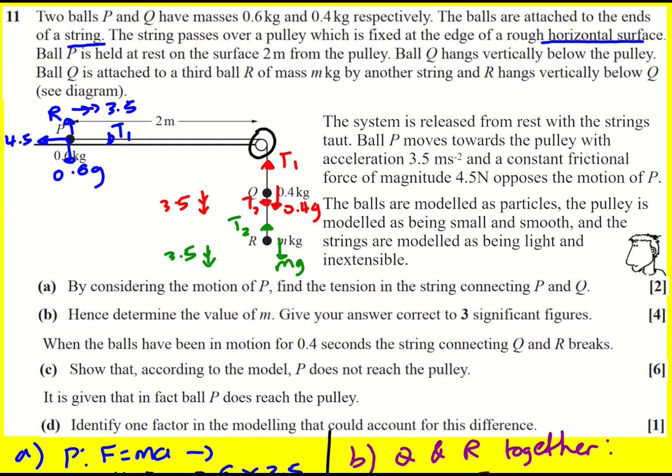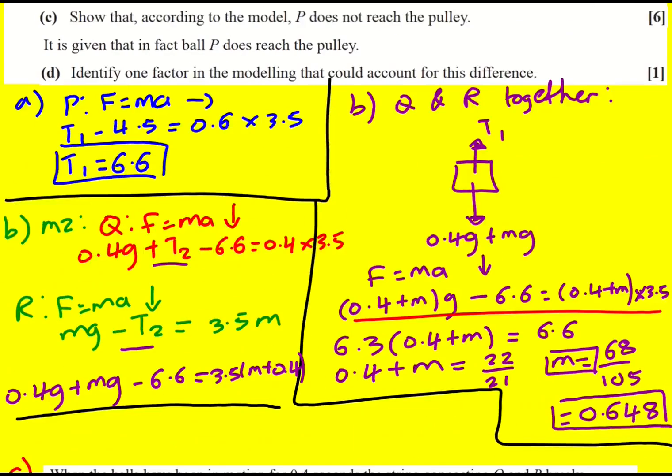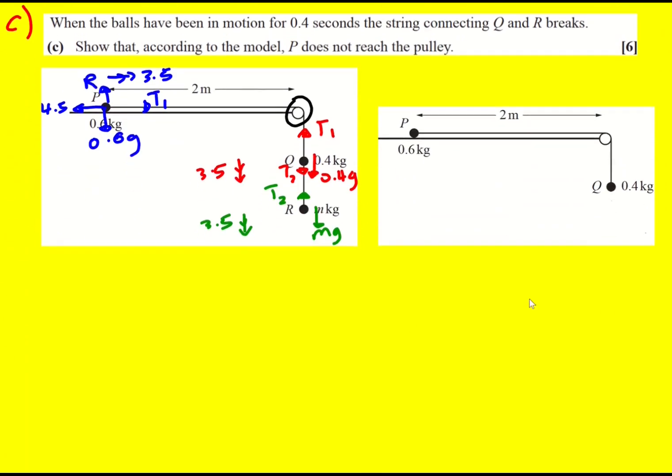When the balls have been in motion for 0.4 seconds, the string connecting Q and R breaks. Show that according to the model, P does not reach the pulley. There's quite a lot to unpack here, and I'm going to talk you through it. So we first need to look at the first 0.4 seconds, because in this period, P is going to be accelerating to the right and Q and R accelerating down. But let's apply that on P, because we want to know how fast it's moving at 0.4 seconds and how far it's traveled actually.